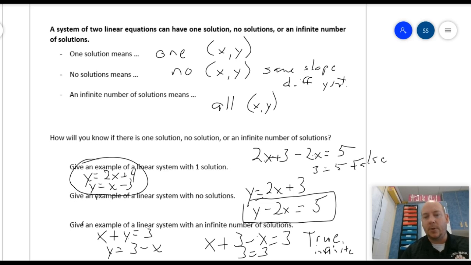So again, we don't have the visual of the graph. But when we solve the linear system, if we can solve it and come up with the x value and the y value, then it has one solution, right? If we end up with a false statement, okay, that's where it's no solution, right? That's false. And if we end up with a true statement like we did here, then there's an infinite number of solutions because it's going to be the same line. All right.